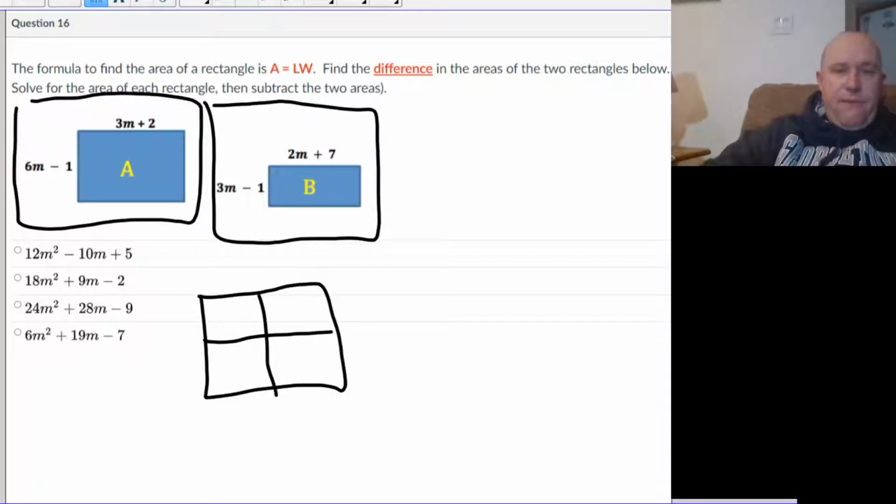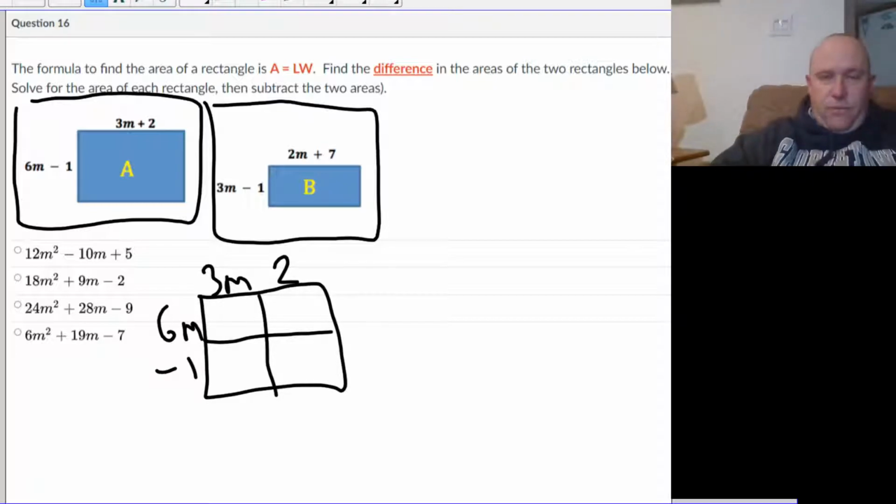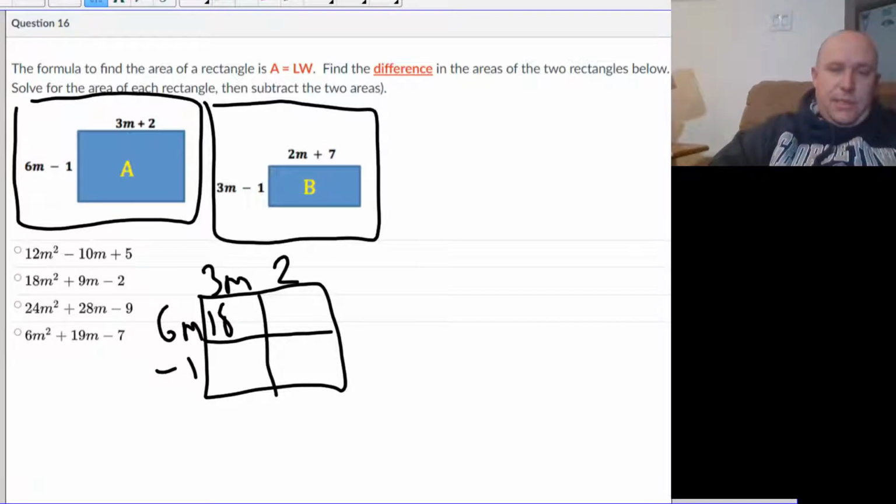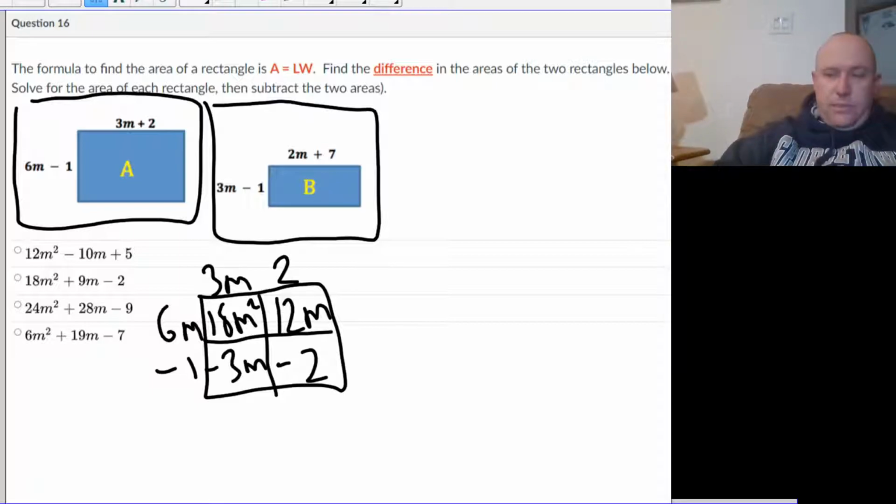And I'm going to do A first. So 3m and 2, and 6m and negative 1. So numbers first, 3 times 6 is 18. m times by itself is m squared. 6 times 2 is 12, and as there's an m, put an m there as well. Negative 1 times 3 is negative 3, as there's an m, put an m there. And negative 1 times 2 is negative 2.